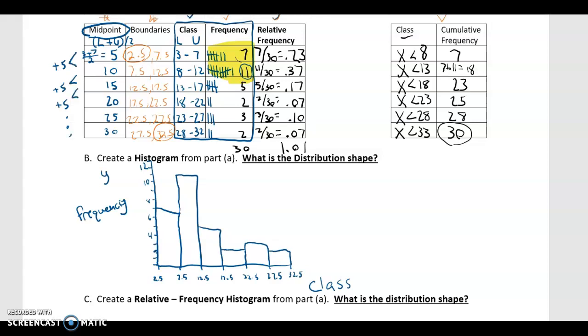Using the same data, we're going to make a relative frequency distribution. For a relative frequency distribution, we're going to find that it has the same shape, but what's different is our y-axis is going to be labeled differently. What are we going to use to label our y-axis? Well, our relative frequencies. The lowest relative frequency we had was 0.07, and then our highest was 0.37. So our y-axis will go from 0 to at least 0.4.